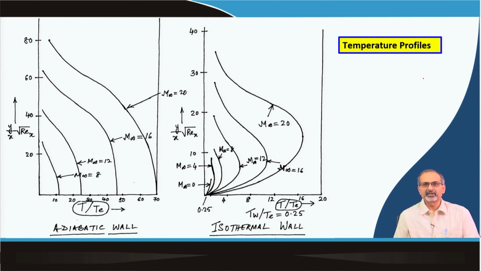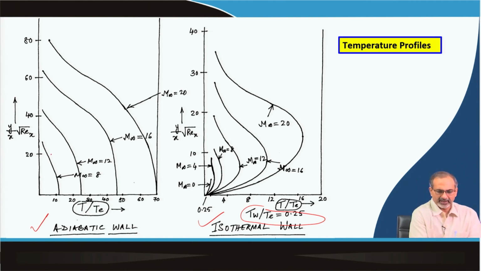Now, coming to the temperature profiles for the adiabatic wall and the isothermal wall again, with the same wall to free stream temperature ratio. These are very interesting plots where you see again how the temperature distributions change as the Mach number increases.